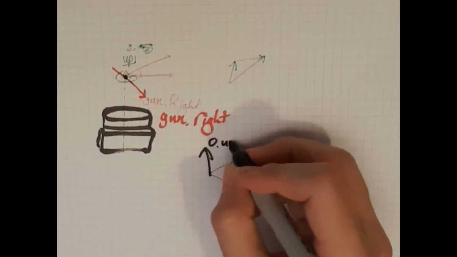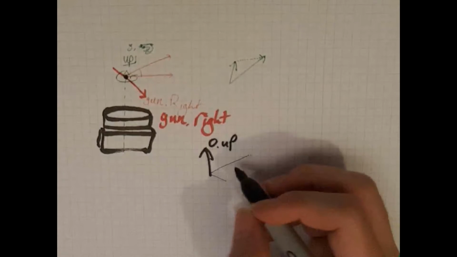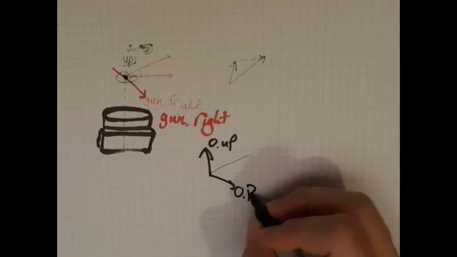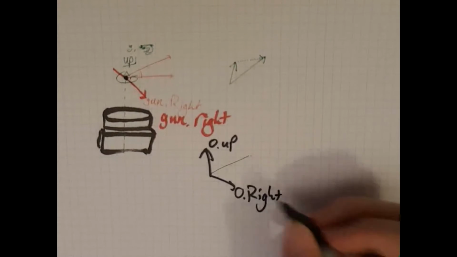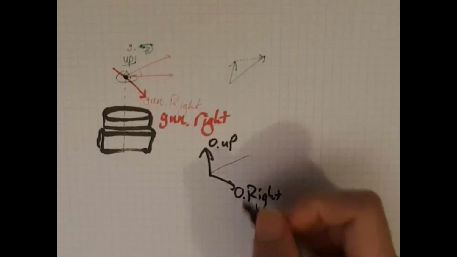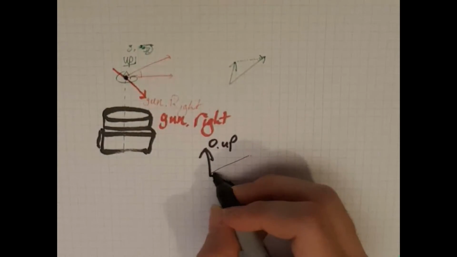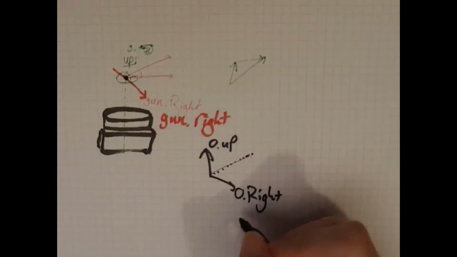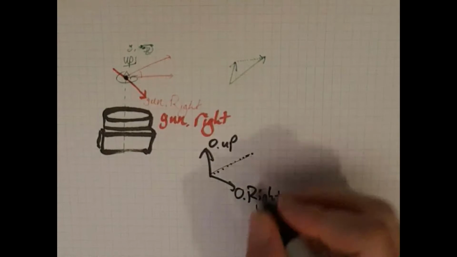O.up and O.right. It's target. I mean, it's not target. It's turret. But anyway, so. Oh, in fact, this is going to be yaw. It's going to be the yaw.